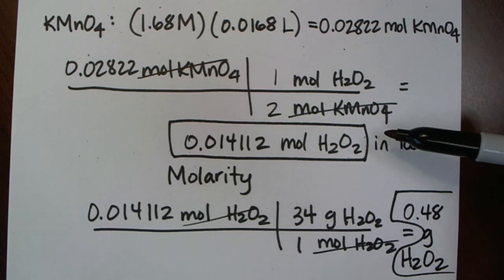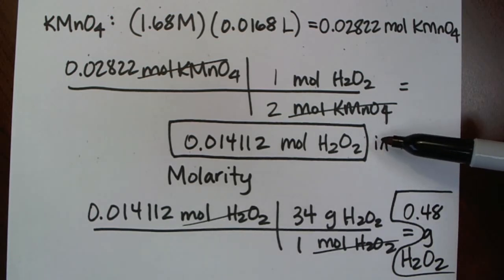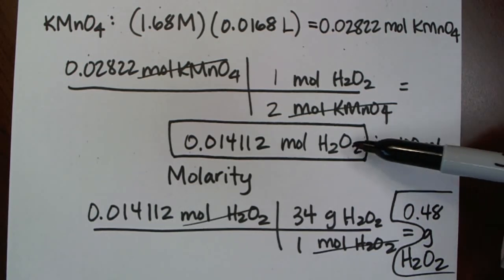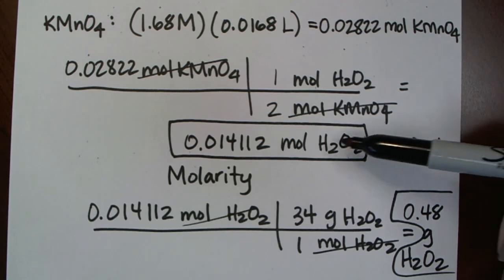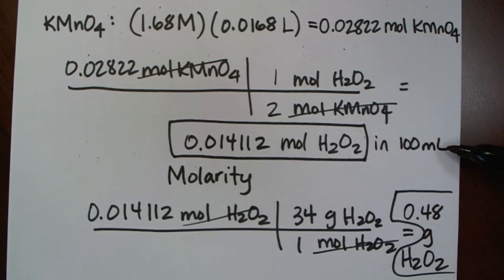If the question had been, which is many times the question for a stoichiometry problem or for a titration, what is the concentration of the original solution? We would have done this calculation, moles divided by liters. That would have given us the molarity. You should be able to solve for it just as well.